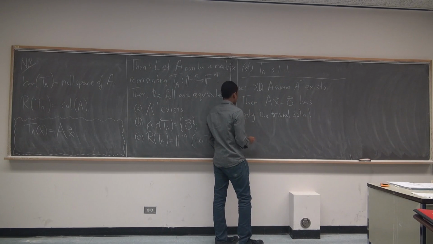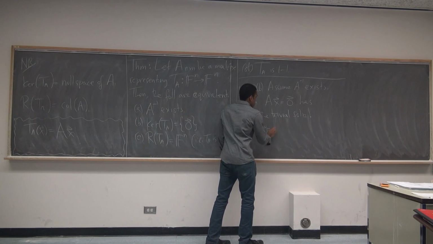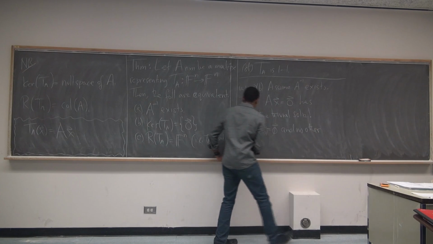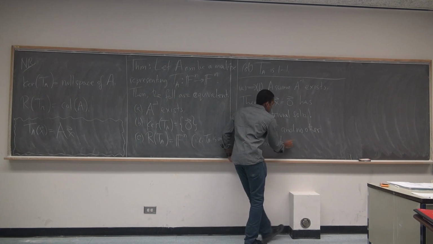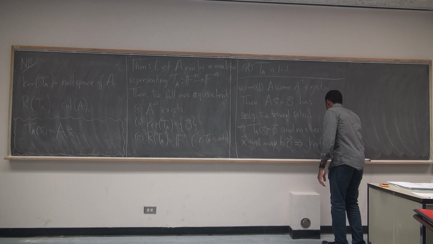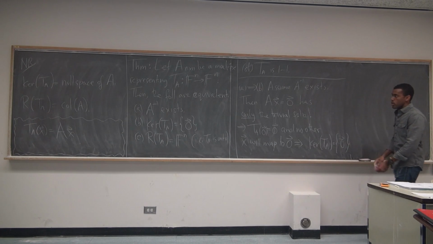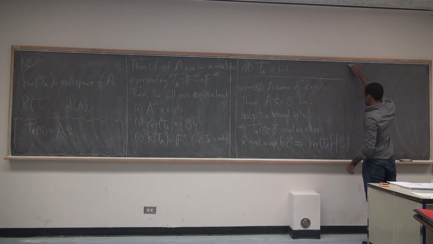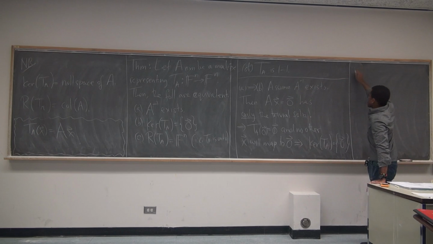This means that TA of 0 will give me 0, and no other x will map to 0. Which means the kernel only has a single element, the 0 vector. 0 will be the only element that maps to it, because this will have a unique solution given by the trivial solution. Because we know A inverse exists, and we have that huge theorem about what A inverse exists means. Okay? Let's talk about B implies C.